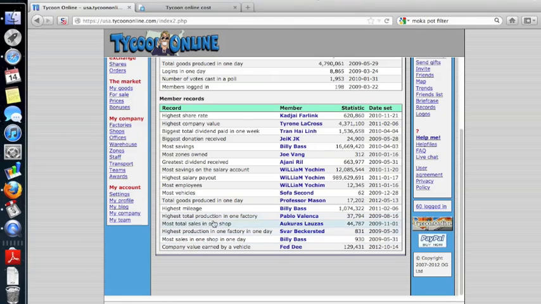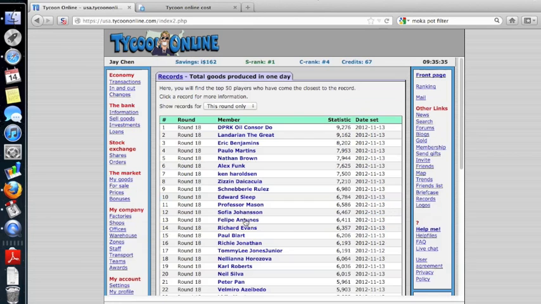Okay, next. So I skipped down, sorry. Highest mileage was over here, and where is it? Most vehicles over here. I skipped one. Total goods produced in 1 day. Okay, this is also very useful for scoping out your competition. You get to see how many units people are producing.